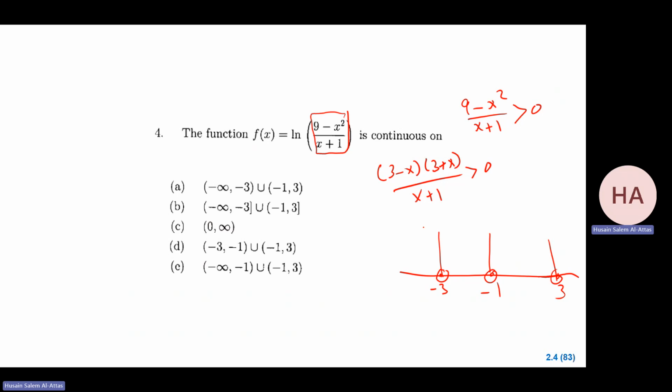So take a value, minus 4. I have positive, negative, negative, that will be positive. Take a value minus 2: positive, positive, negative, that is negative. Take a 0: positive, positive, positive, that is positive. Take a 4: negative, positive, positive, that will be negative. So I need this and I need this. So it will be from minus infinity to minus 3, union minus 1 to 3. And that will be the answer.